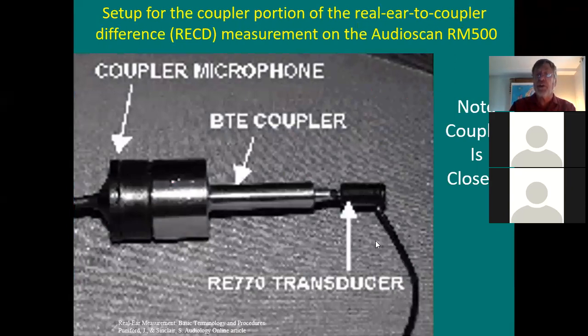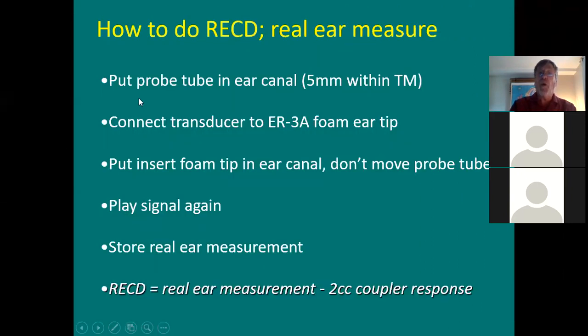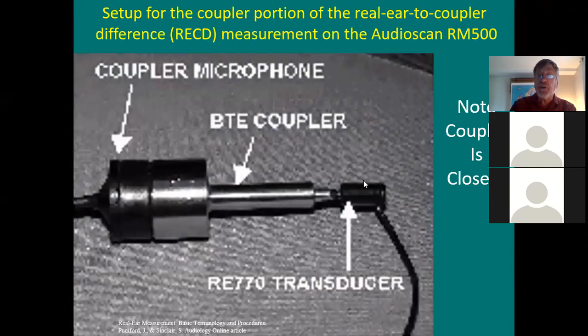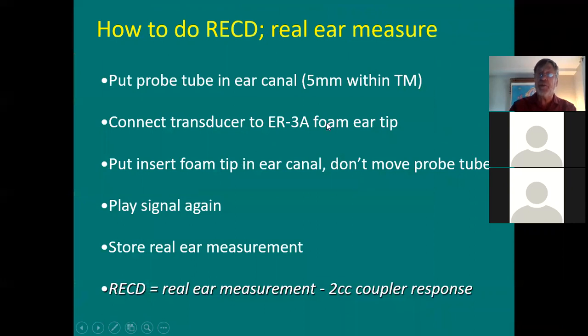This is coming from the real ear. This is the transducer. You can plug this into the real ear system, and you put that into the 2cc coupler for a BTE. And there's the measurement mic. Now put the probe tube in the ear canal and connect the same transducer to an insert headphone tip and put that in the ear canal. Be careful not to move the tube. Play the signal again. RECD equals what was measured in the ear minus the 2cc coupler response.